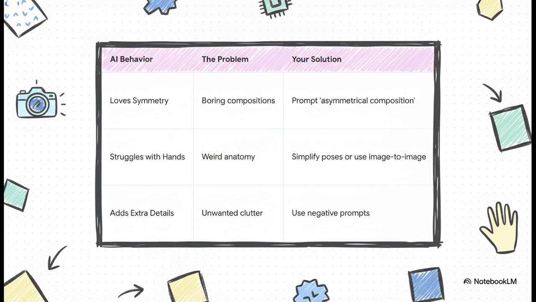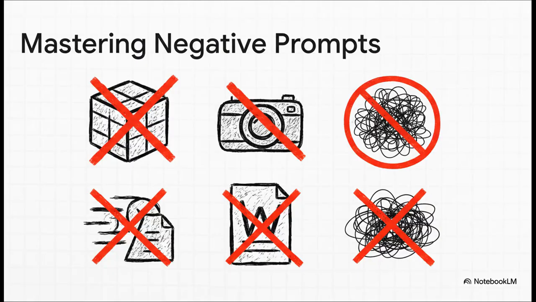And hands, we all know it struggles with hands. So the solution is usually to simplify the pose in your prompt or just plan to draw them in yourself later. Finally, it loves adding random clutter, which we can solve with a really powerful tool. And that powerful tool is the negative prompt.